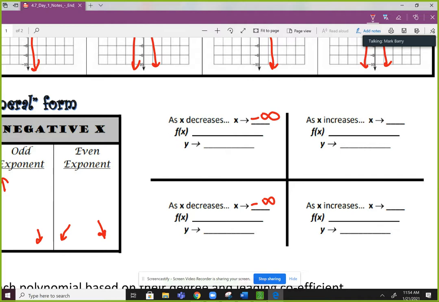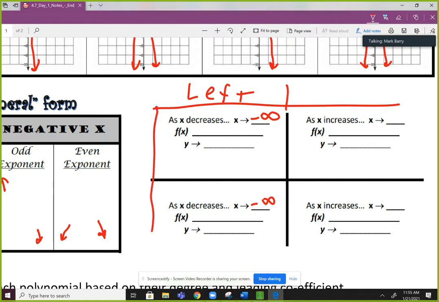All right, and let's add this up here. So as x decreases, I'm going to call this left. So both of these are left. If you think about x going to negative infinity, where are the negative x values? Aren't the negative x values to the left? Yes, they are. So there are 2 possibilities that could happen here. It could go down, or it could go up.